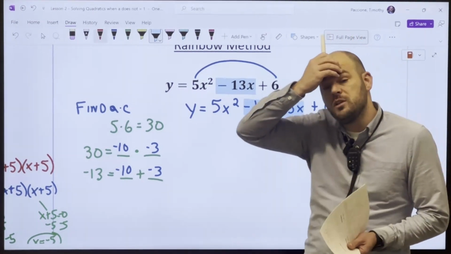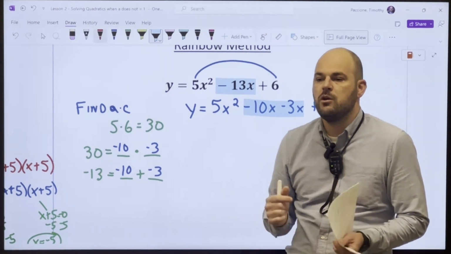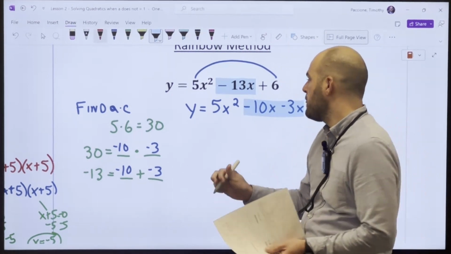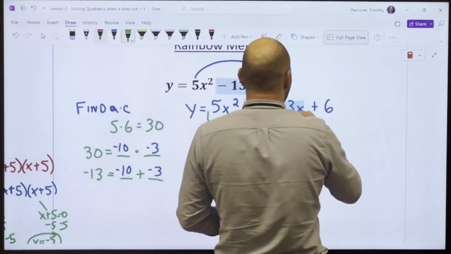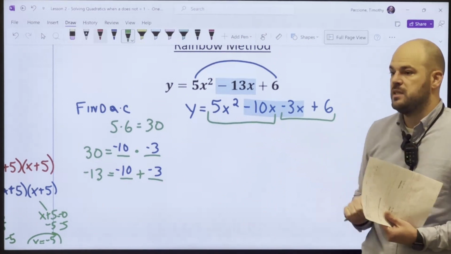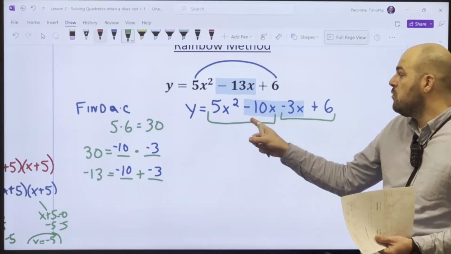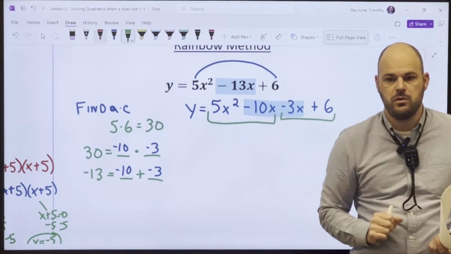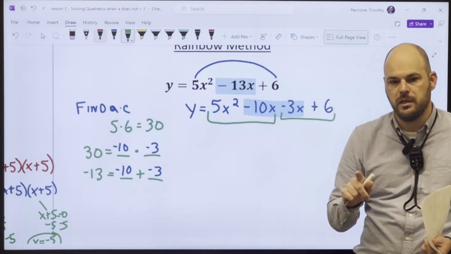Because I've created what's called a grouping situation. Okay? There are two groups here. We have a group here, and we have a group here, right? 5x squared minus 10x, and minus 3x plus 6. Those are two groups, right? Now, I can GCF both of these groups. Each of these groups has its own GCF, so that's what I'm going to do.